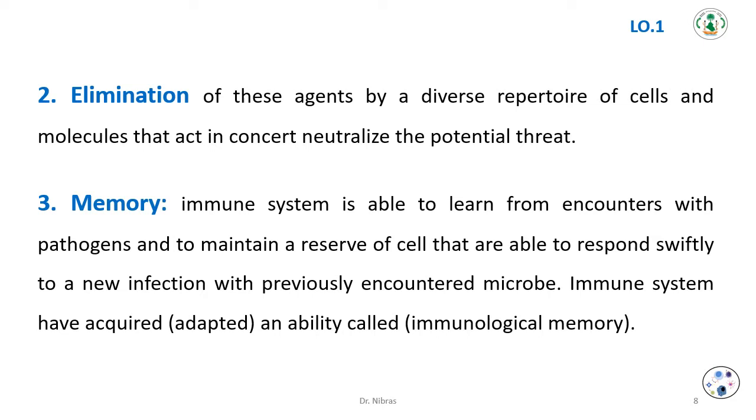The third step is memory. Creating a memory in the immune system, in that case, the immune system is able to learn from encounters with pathogens and to maintain a reserve of cells that are able to respond swiftly to a new infection with a previously encountered microbe. The immune system has acquired an adaptive ability called immunological memory.